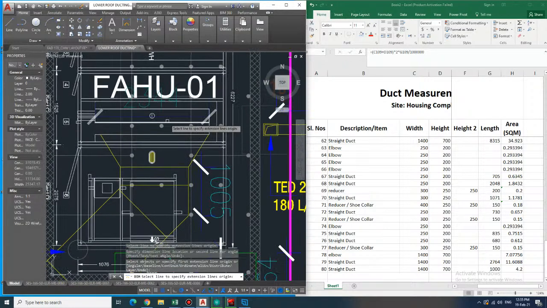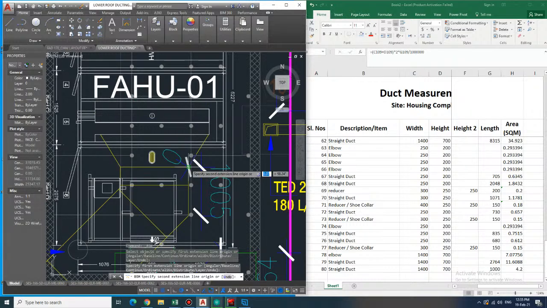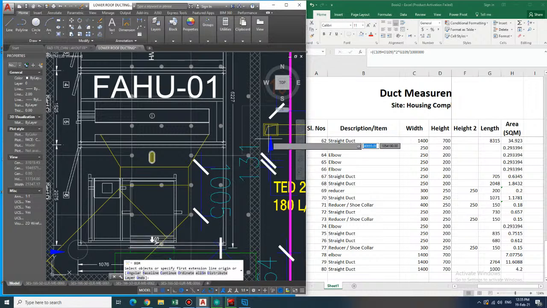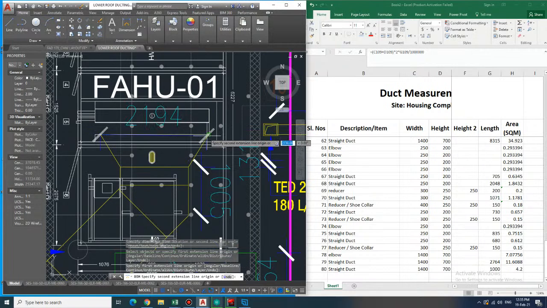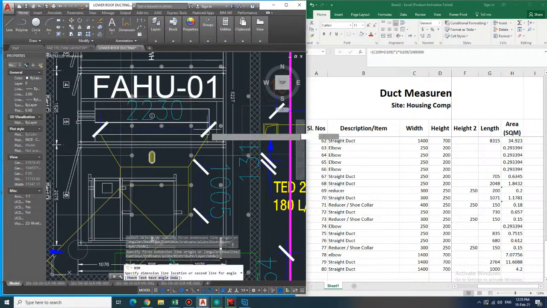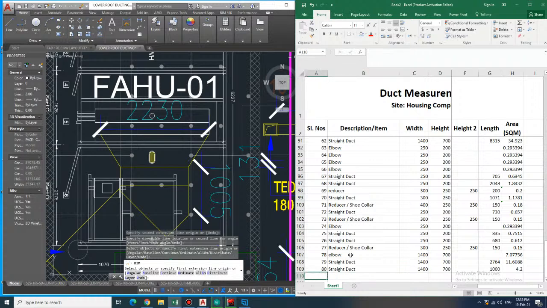We don't know the actual size of this mouth connection, so we are not aware of this size. So I just consider whatever size is given. 81, we can go with the reducer.